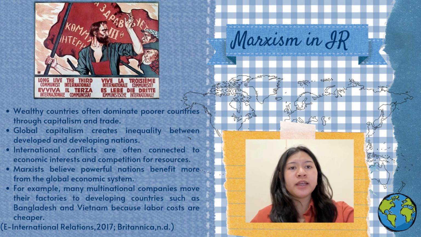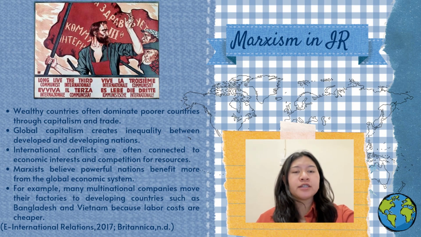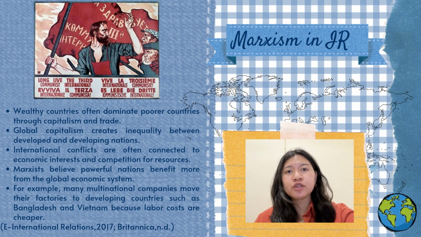Next, I will be explaining Marxism in international relations. In international relations, Marxism explains how economic power affects relationships between countries around the world. Marxists believe that wealthy and developed countries often dominate poorer countries through capitalism, trade, and control of natural resources. Developed countries usually have stronger economies and greater influence over global markets. Because of this, developing countries often depend on them for investment, technology, and economic support.